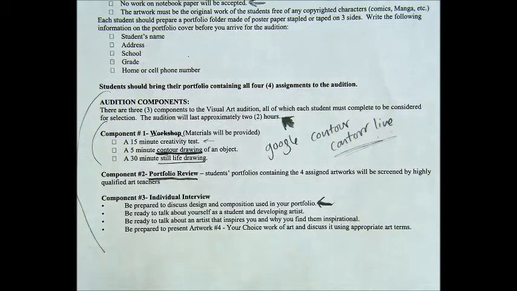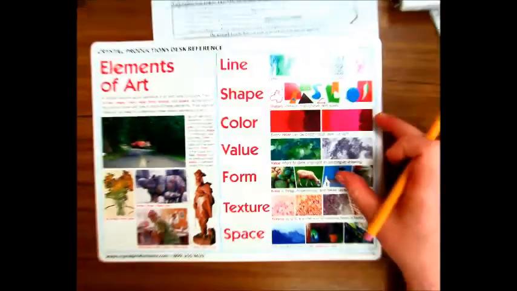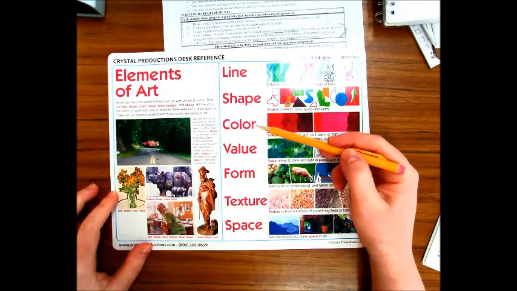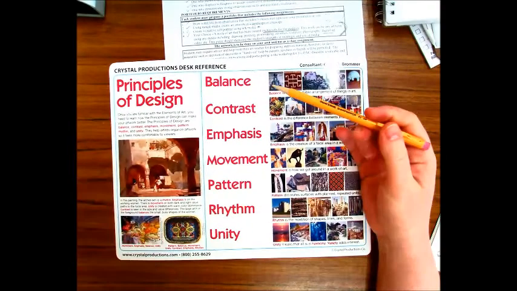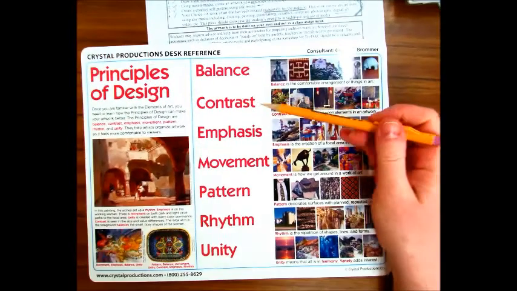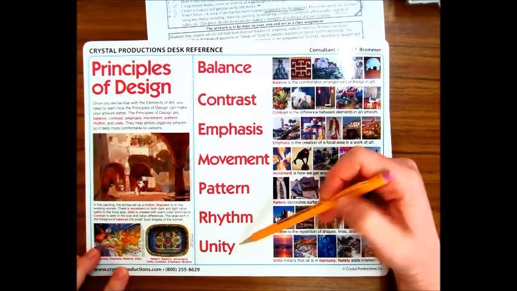Let me show you this just as a quick reference. These are the elements of art. How did you use the elements of art in your artwork? Line, shape, color, value, form, texture, and space. How did you use these to create your artwork? And the principles of design. How did you create balance or contrast, emphasis, movement, pattern, rhythm, unity?